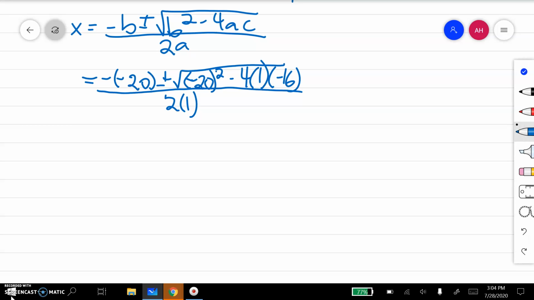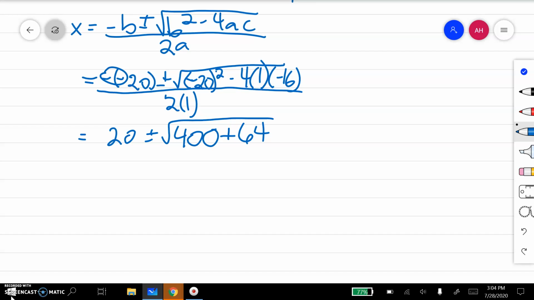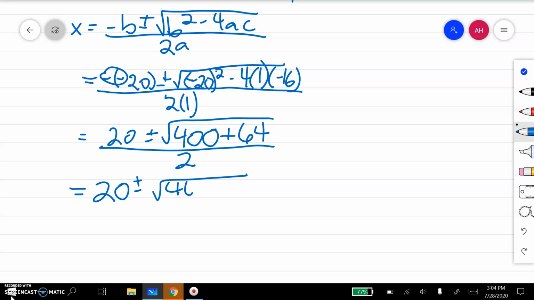Okay, then we're ready to simplify some more. So a negative and a negative here makes us a positive 20 plus or minus 20 squared is 400. And then we have negative 4 times 1 is negative 4 times negative 16 is positive 64 all over 2. Go ahead and add what's under the radical. So we get 464.